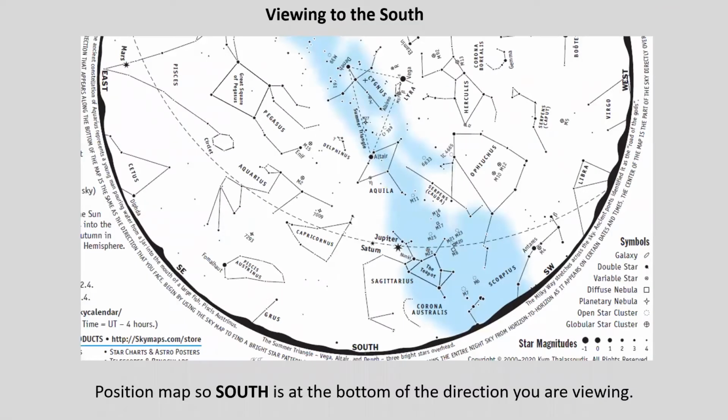So I'm going to begin by using the map to look at the south. And the way you use this map is you always make sure that what you want to look at is at the bottom. In this case, it's south. And then we're going to look for the constellation Capricornus, which you see there in the red circle. It's going to be pretty easy to find because as you look to the south, you're going to see a very bright star. And to the left of that very bright star, you will see a second star not as bright as the first one.